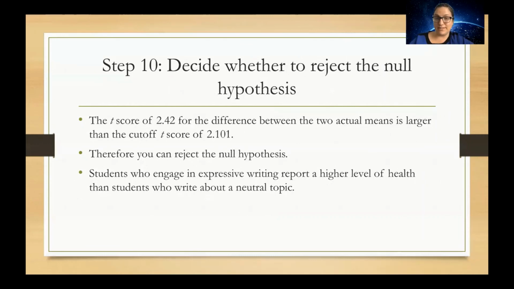Based on the means, if you remember from what we calculated in the beginning, the mean for expressive writing was higher than the mean for the neutral topic. So based on our means and the fact that we can reject the null hypothesis because our t-statistic falls outside of the boundaries, we can say that students who engage in expressive writing report higher physical health than students who write about a neutral topic. Based on this example, I would say that you guys should all try to write expressively as much as possible. And hopefully this helps to walk you through what an independent samples t-test looks like.